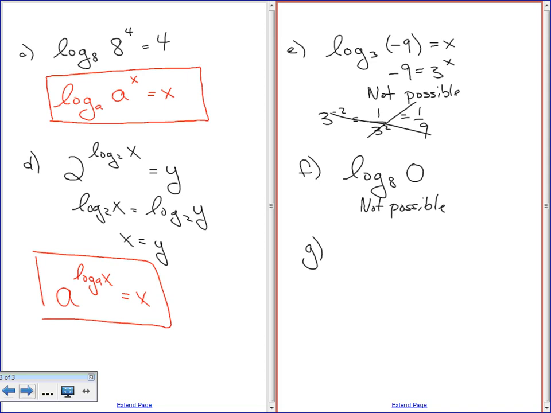Is this possible? Lucas, what is that? Sure, because this is saying, what exponent do I have to put on 8 to get 1 as an answer? And anything to the power 0 is 1.